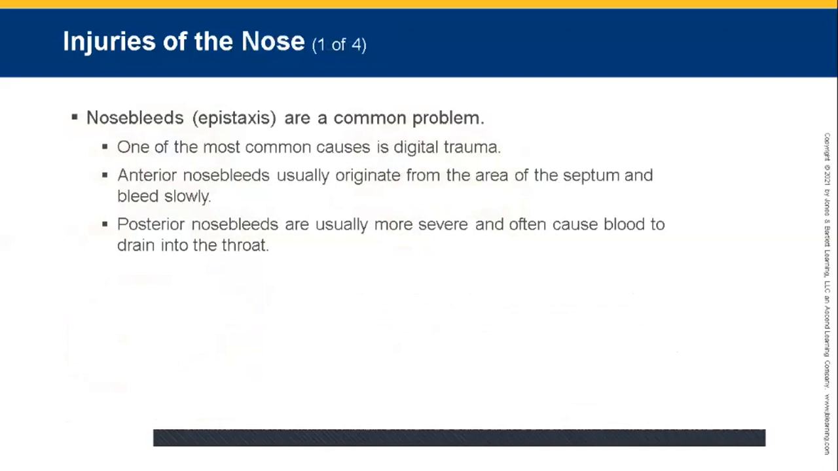Nosebleeds, epistaxis, are a common problem. One of the most common causes is digital trauma. Anterior nosebleeds usually originate from the area of the septum and will bleed slowly. If it's a posterior nosebleed, it's usually more severe and often causes blood to drain into the throat, which is why we don't want them to lean back.